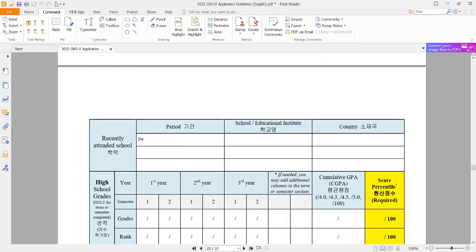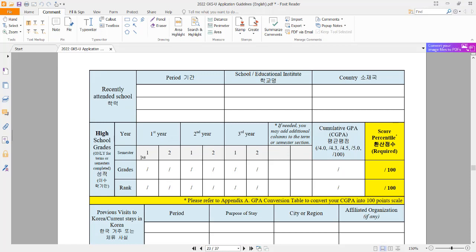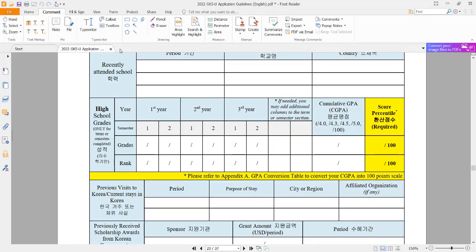Now moving towards the next part, that is the school, which school you have attended recently. If the school is the same from your class 10 to class 12, you can just write one period, like from class 10 to class 12, just one period, like 3 years or 4 years, whatever you want to write, and then school and then country. Now this is the most important part where the students are getting confused, like how to fill this.